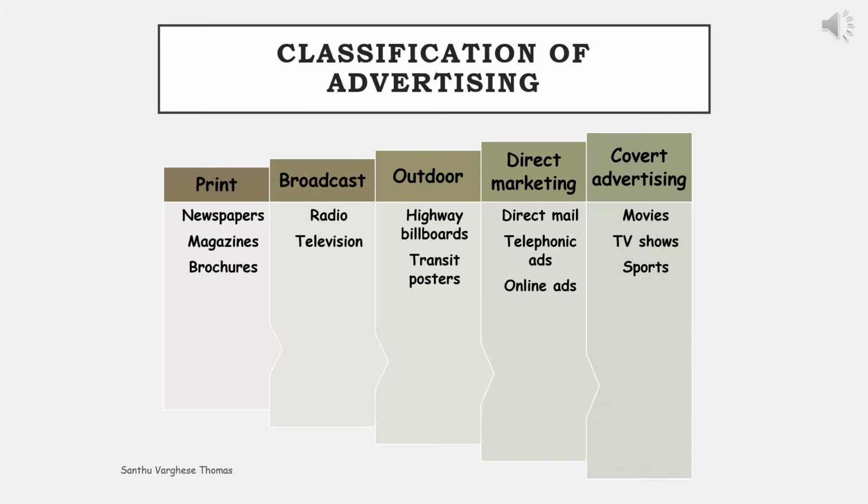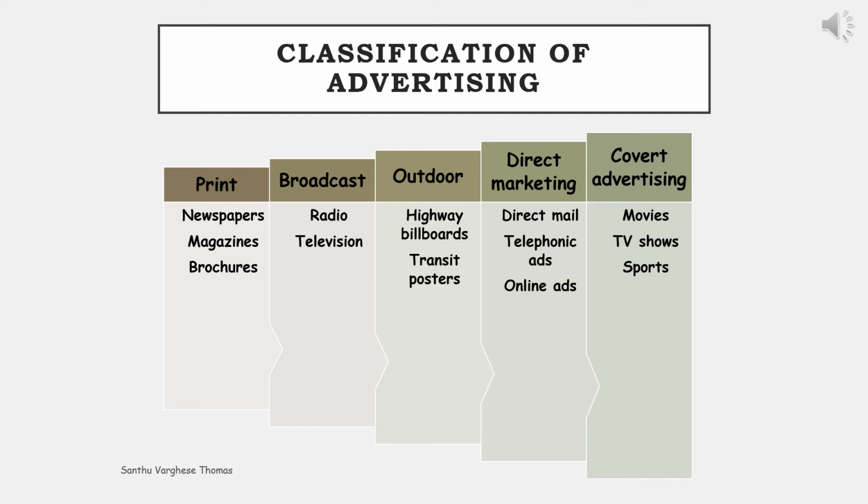Now let's look at the various classifications of advertising. First one, the print media, that is through newspapers, magazines and brochures. Second is broadcasting media, the radio and television. The third one is the outdoor method, that is highway billboards, transit posters, etc. that we see while traveling. The next method is direct marketing through direct mail, telephonic ads and online ads. The final one is covert advertising.